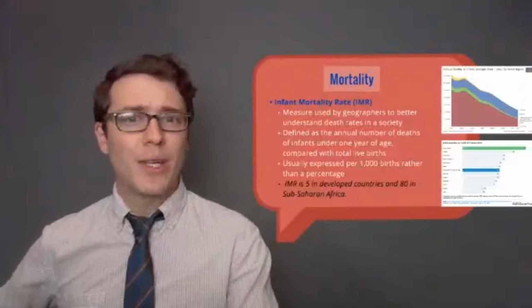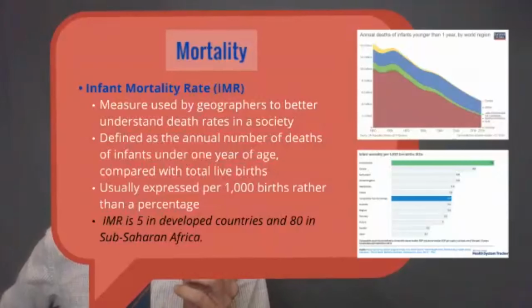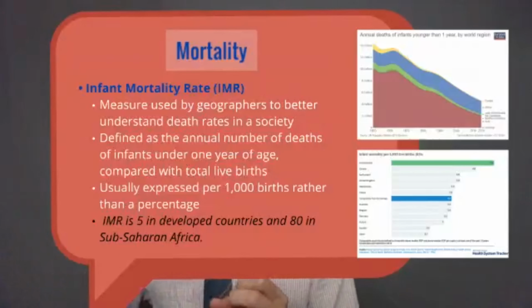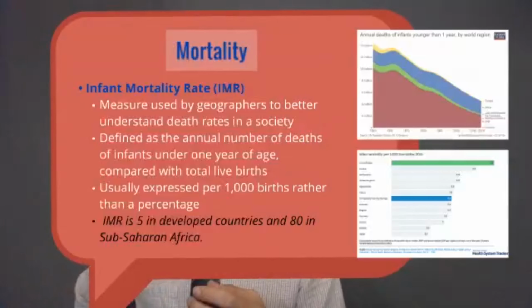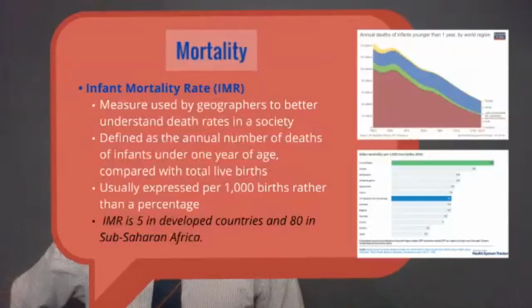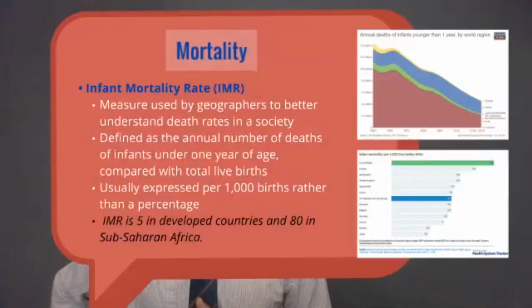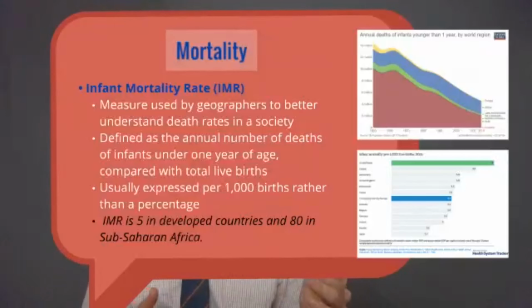So another one to look at that really educates us about the healthcare of a country and the way that things are going is the infant mortality rate. It's a really sad number to look at, but it helps us to understand death rates in a society. It's defined as the number of deaths of infants under 1 year of age compared to total live births. So it's looking at how many babies don't live to be 1 year old.